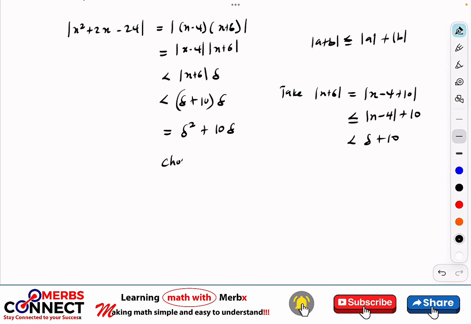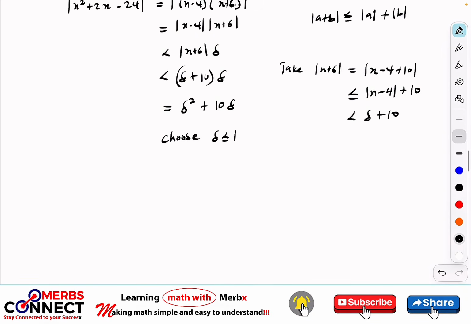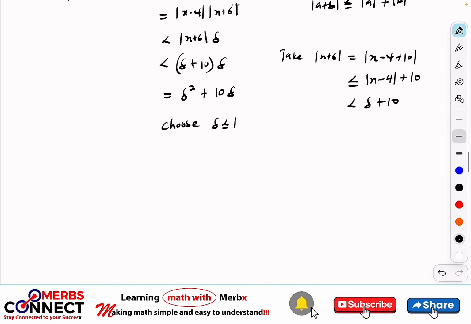So we choose delta to be less than or equal to 1, right? So that delta squared, since it's 1, we just get 1. So this is going to be less than delta plus 10 delta, and this is the same as 11 delta, right?